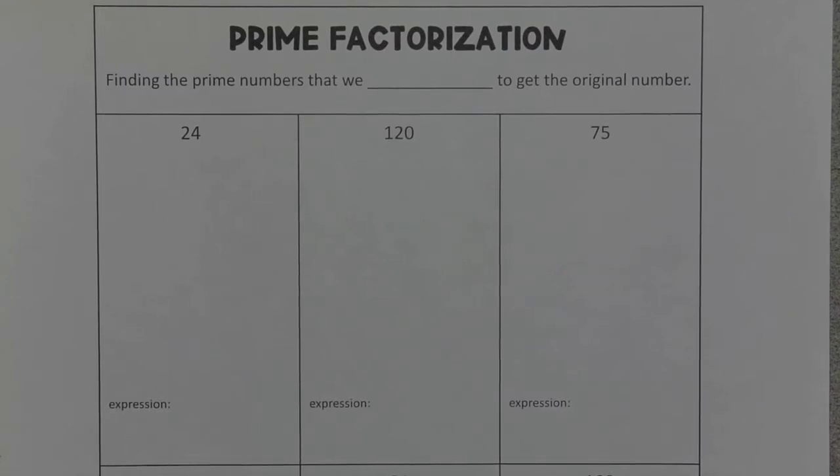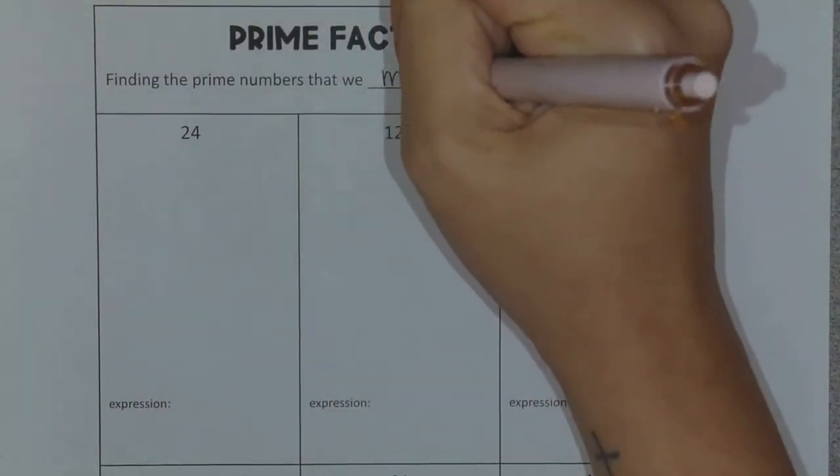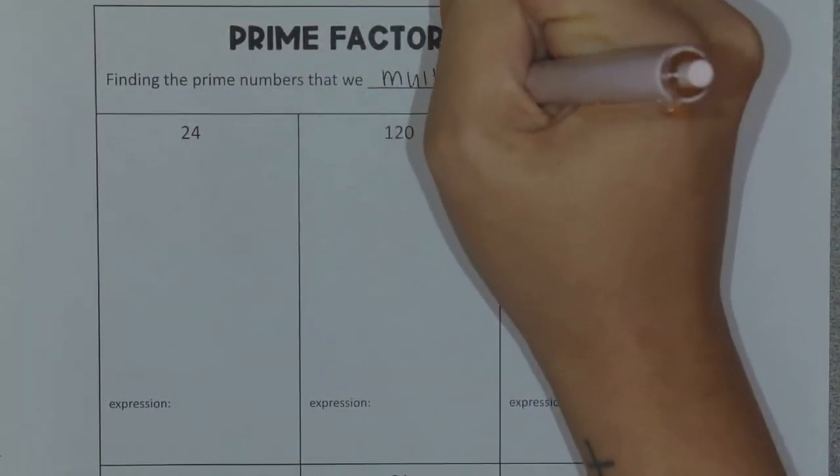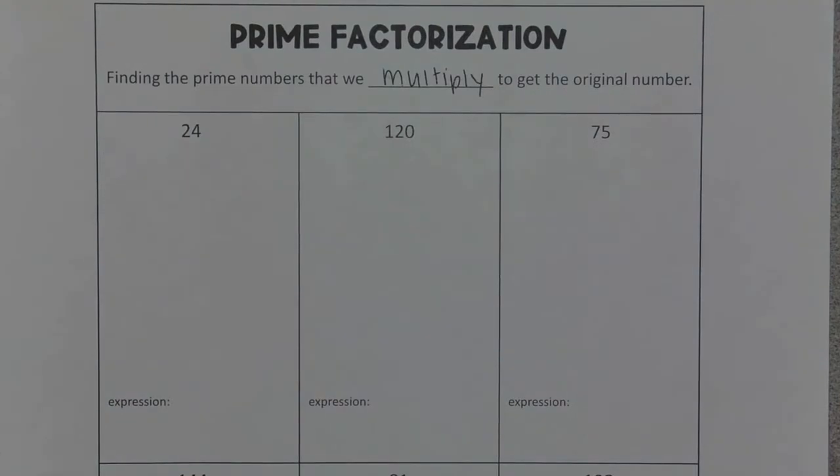Our lesson today is over prime factorization. And when we talk about prime factorization, what we're doing is we're finding the prime numbers that we multiply together in order to get back to our original number.